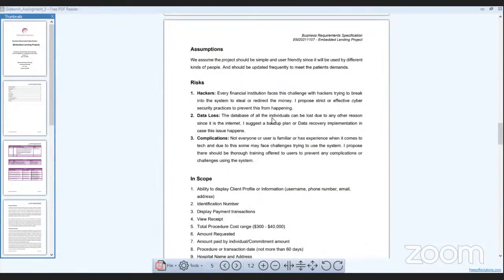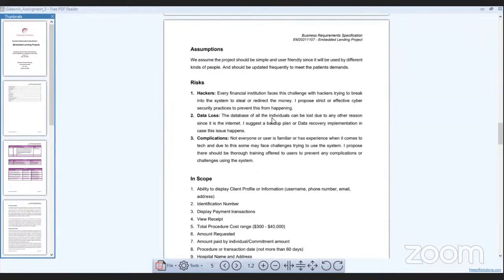Okay, with my assumptions, we assume that the project should be simple and user-friendly, since it will be used by different kinds of people and should be updated frequently to meet patients' demands. With the risks that can be involved, or I assume be involved with this project, is that we might have challenges with hackers. Every financial institution faces this challenge, with hackers trying to break into the system to steal or redirect the money. So to prevent this, I propose strict or effective cybersecurity practices to prevent this from happening.